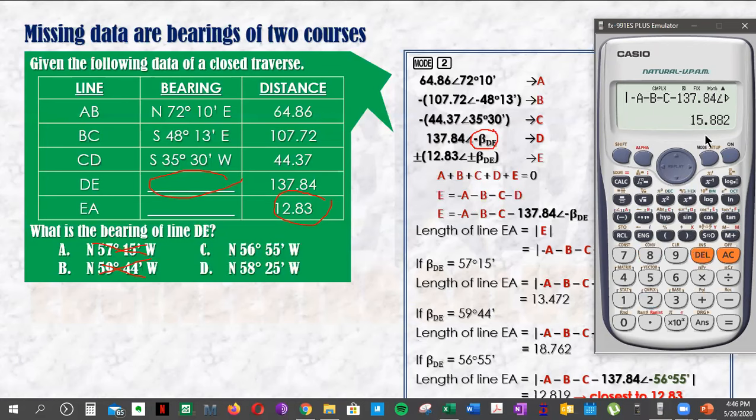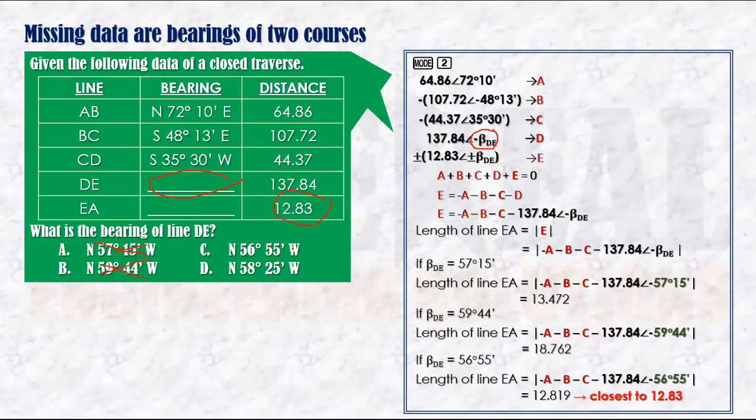Oh, malayo nga, di ba? 15.882. No? Trying that letter D. So the correct is yung letter C, if the bearing is north 56 degrees 55 minutes. So that's it. That's the answer. That's how to do trial and error.